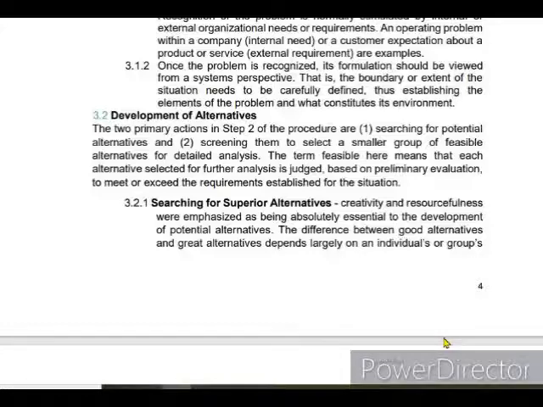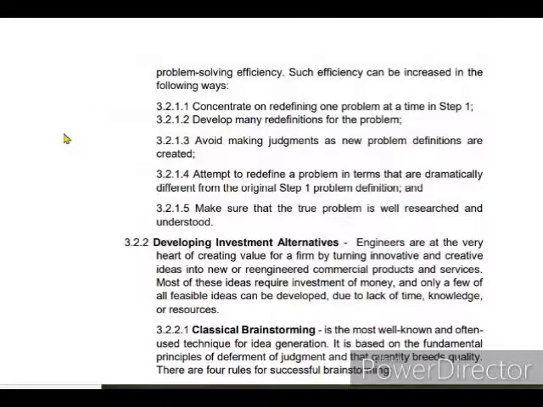Creativity and resourcefulness were emphasized as being absolutely essential to the development of potential alternatives. So our creative side here should be functioning, because the more ideas that come up to our mind, the more ways that we propose, the closer we are to the best alternative. So the difference between good alternative and great alternatives depends largely on the individual's or group's problem solving efficiency. Such efficiency can be increased in the following ways.